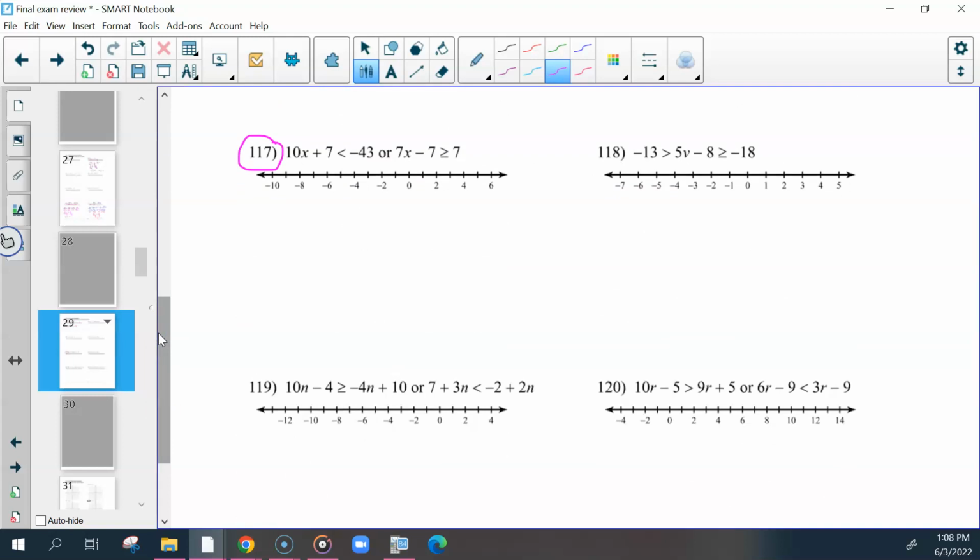Number 117. This is an or inequality. You have to solve these separately. So for this one on the left, we need to get rid of 7 by subtracting. So 10x is less than negative 50. Divide both sides by 10. So x is less than negative 5. Then I'm going to go ahead and graph that one now. It's going to be an open circle at negative 5 going to the left.